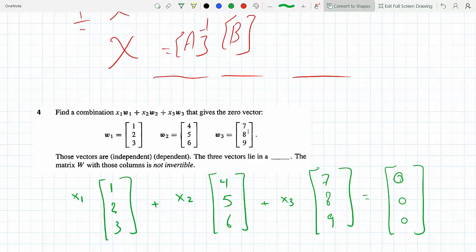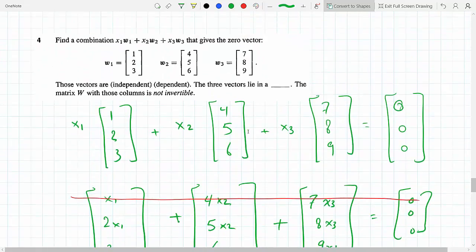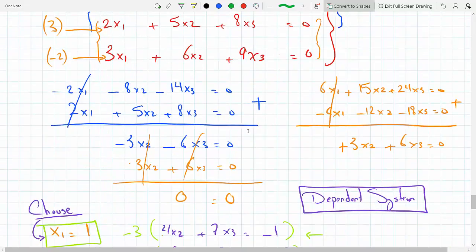The matrix W with those columns is non-invertible, meaning you can't find an inverse, because this is a dependent system. It's singular. If you were to go find the determinant of the system, you will get a 0, meaning that the matrix is not invertible. It doesn't have an inverse. That does it.